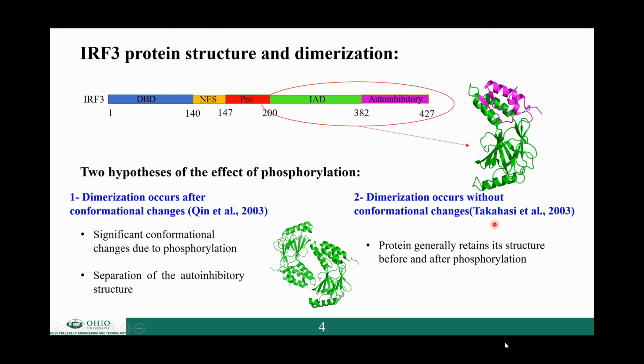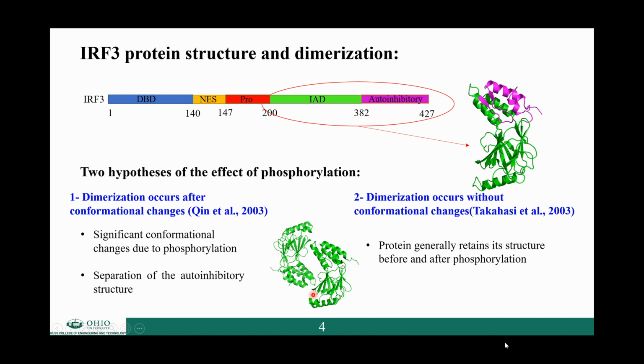In the second view, Takahasi et al. in 2003 suggested that dimerization happens after phosphorylation, but phosphorylation of IRF3 won't change the crystal structure that much. But if you look at the crystal structure of non-phosphorylated IRF3 on the PDB, or Protein Data Bank, we'll see that there is a dimer structure. They suggested that it might be an artifact of crystallization.